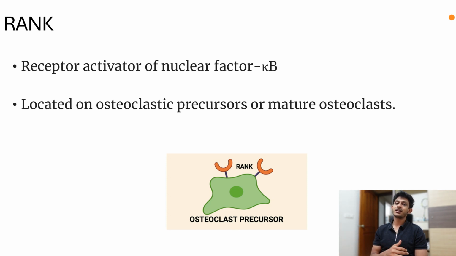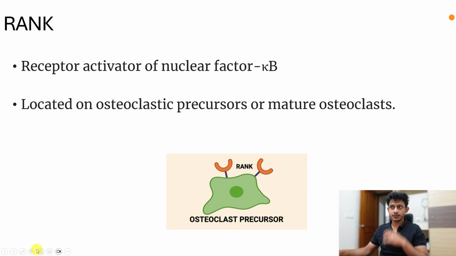So when something called RANK ligand binds to the receptor called RANK, which is present on osteoclastic precursors, many osteoclastic precursors combine and form an osteoclast. So RANK is nothing but a receptor present on osteoclastic precursors and even on mature osteoclasts.